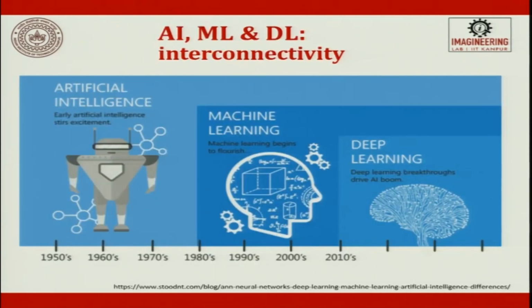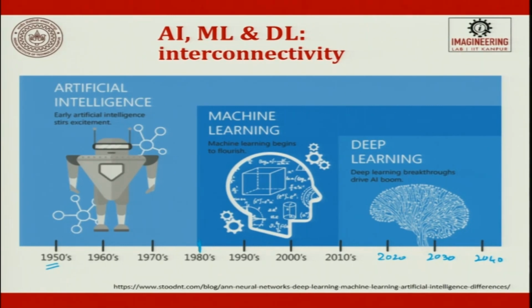So, if you look at the interconnection between AI, ML and DL, the broader one is AI. It started from 1950, even today it keeps continuing. Early artificial intelligence stirs excitement. This started in 1950 and it keeps continuing today, 2020, then it is going to be 2030 and it is going to go to 2040. The subset of AI, you will have machine learning. Machine learning begins to flourish, which started from 1980 onwards.